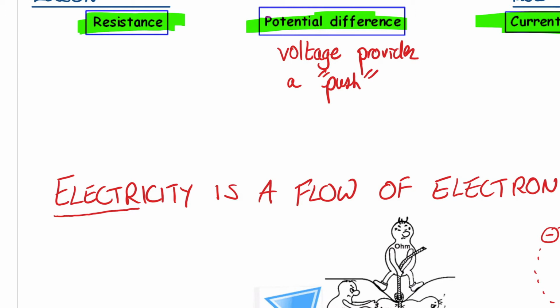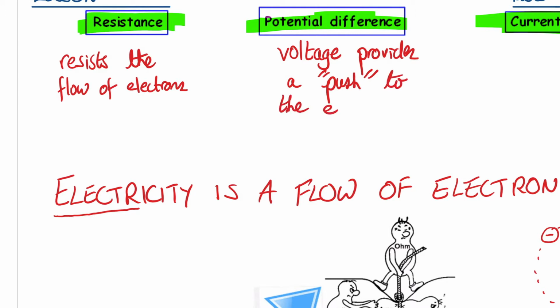It provides the energy. And resistance resists the flow of the electrons. So voltage provides a push to the electrons. And resistance resists the flow.